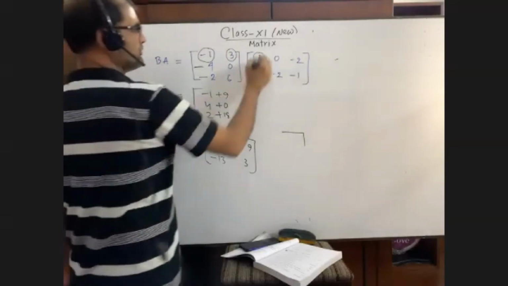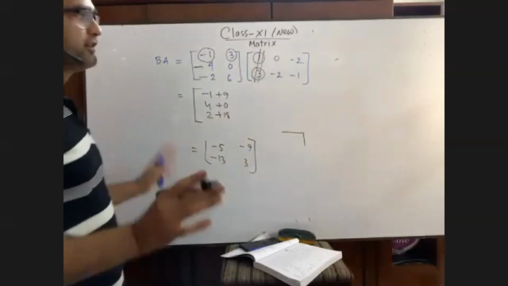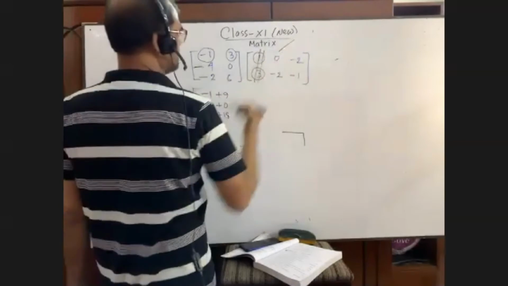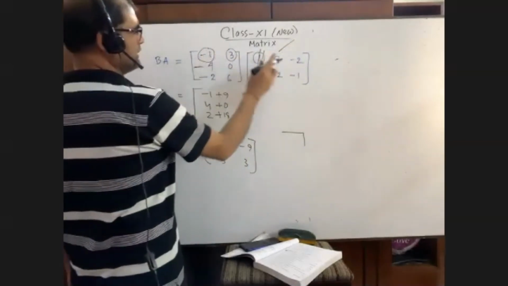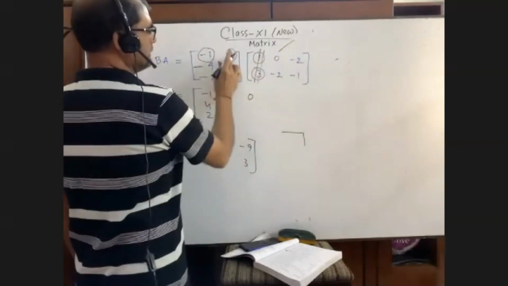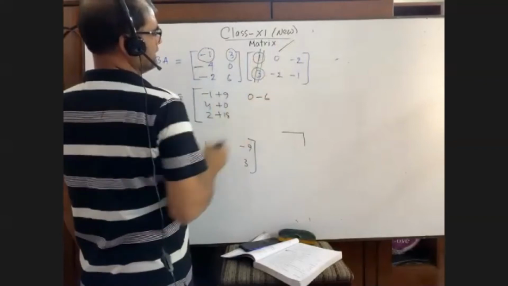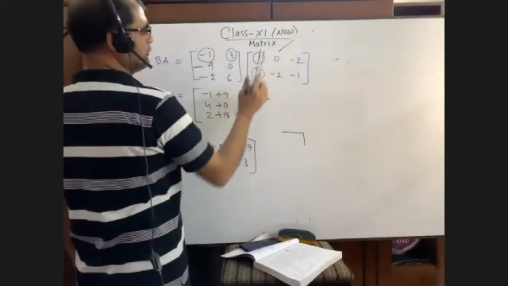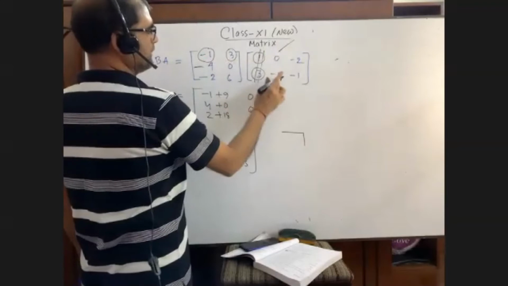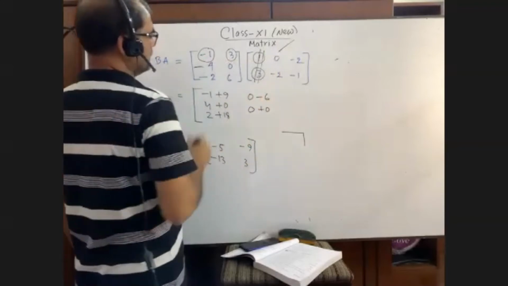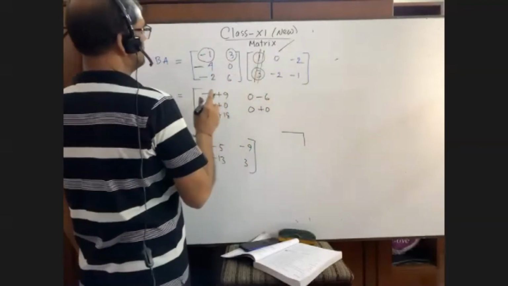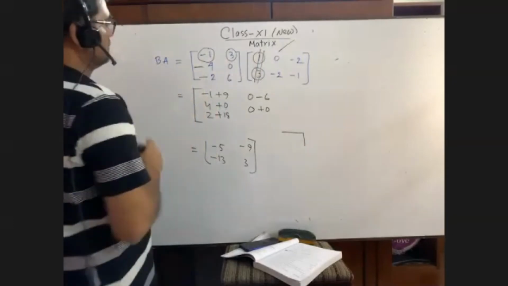Now suppose it is not given or it is done. Now go to this second column in the same way. -1 into 0, that is 0. 3 into -2, -6. -4 into 0, 0. 0 into -2, that is 0. -2, oh sorry, it is -2.